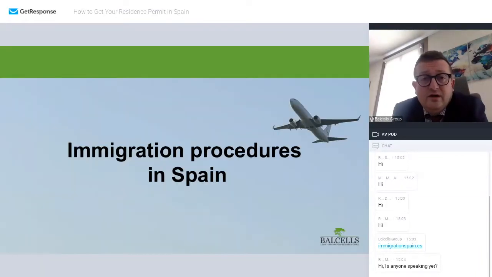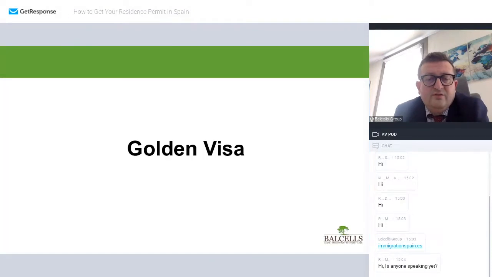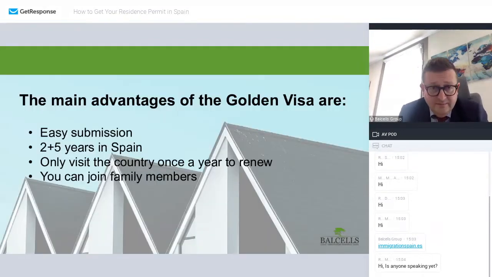And now, with regards to immigration procedures in Spain, we will give you some tips on all the processes that we consider interesting for you. The first one we are going to touch on is the Golden Visa. Golden Visa is what it means, the investor residency permit.